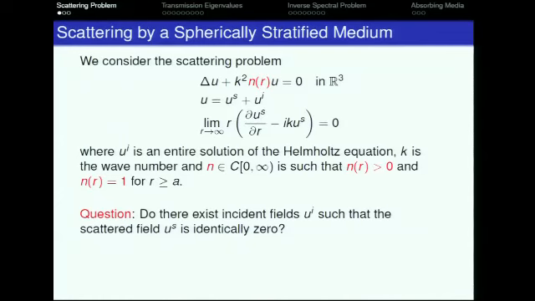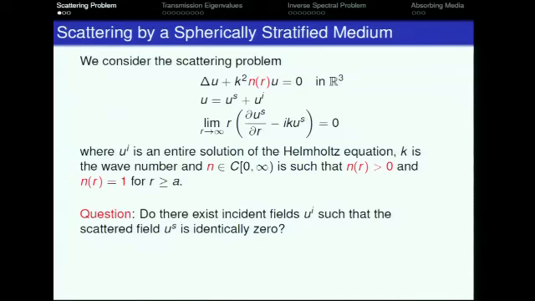You have the equation Δu + k² n(r) u = 0 in R³. u is the sum of a scattered wave and an incident wave. Of course, the scattered wave satisfies the Sommerfeld radiation condition, and the incident field is assumed to be an entire solution of the Helmholtz equation.